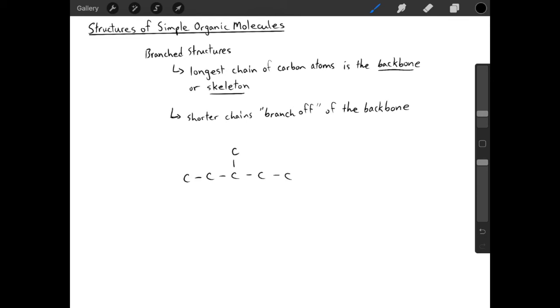It can be tricky to identify the longest chain. You have to count all of the carbons to make sure that you've correctly identified the longest chain. This is one possible longest chain, and you count the carbons and there are 4 of them. This is another possibility for the longest chain. It too contains 4 carbon atoms. The final possibility for the longest chain contains 5 carbon atoms, and that's how you know that this is the backbone.